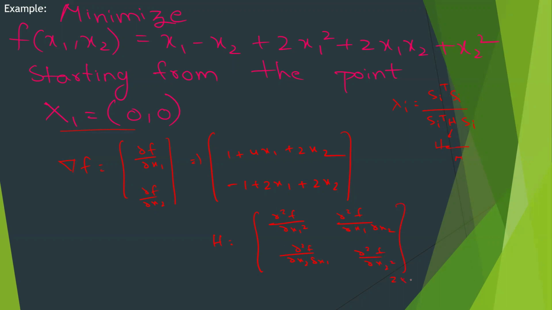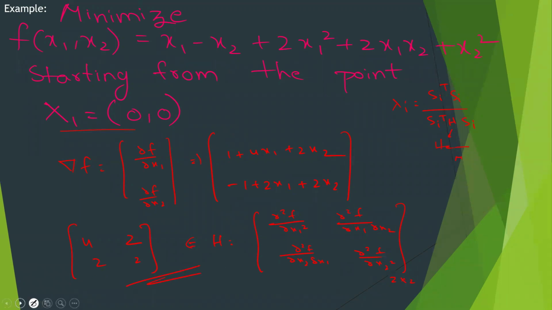So this is a 2 cross 2 matrix, right? Why? Because if there is x3, I get 3 cross 3. So if you do the double partial derivative with respect to x1 and x2, I get 4, 2, 2, 2. So this is my Hessian matrix.